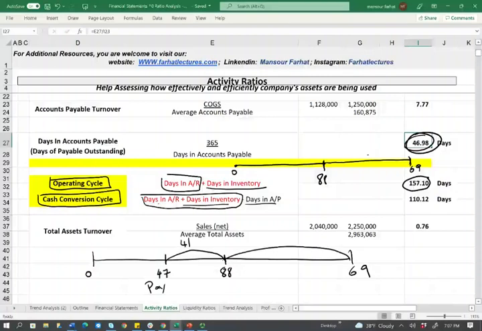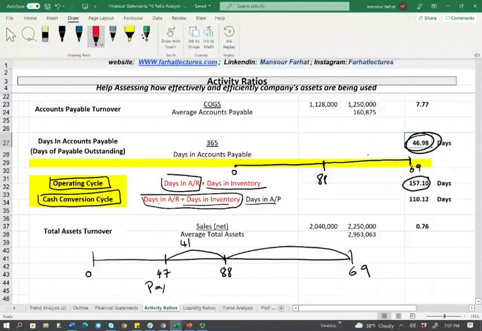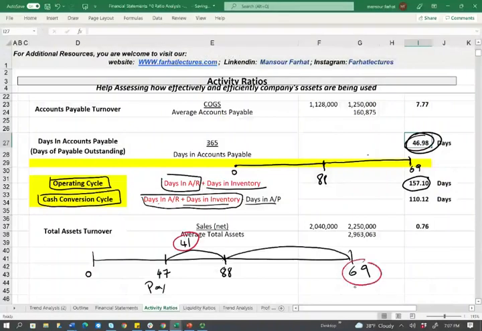Now, let's think about it. So what does that mean? It means this period here, let me just use a different color, 41 and 69. If you take 41 plus 69, that gives us approximately 110 days. So our cash conversion cycle, from the time we pay until the time we collect this money, is 110. Now, we want this to be as small as possible because think about it.